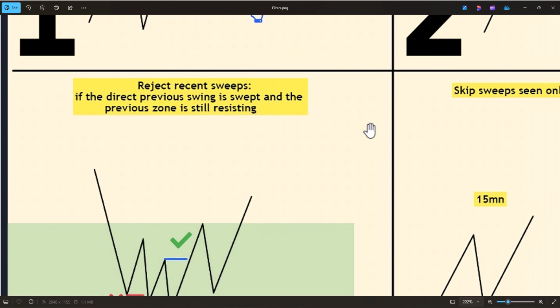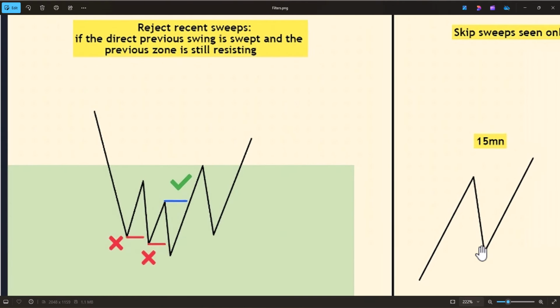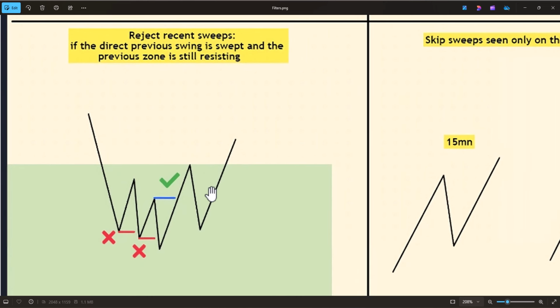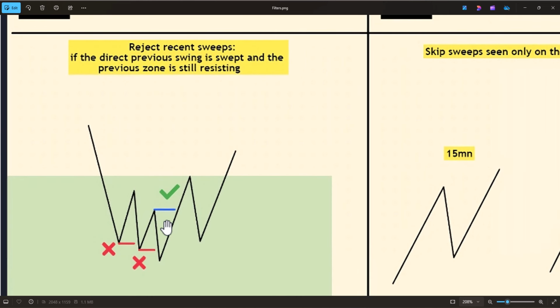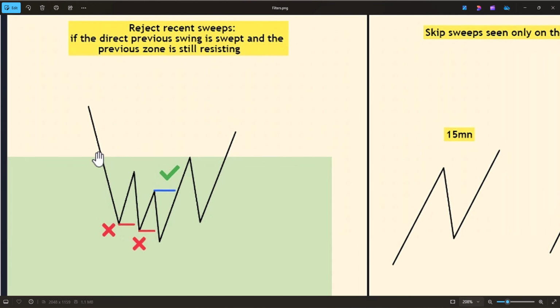Let's go now to the third filter, and this one is beautiful. This happens a lot. The frequency of this is very high, especially if you are using the lower time frame. So basically, reject recent sweeps if the direct previous swing is swept and the previous zone is still resisting. So here you can see that we are trading to the downside. We tapped into this bullish zone. Price put in this low, trading to the upside, right?